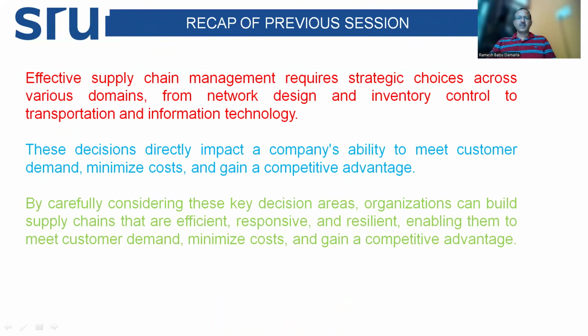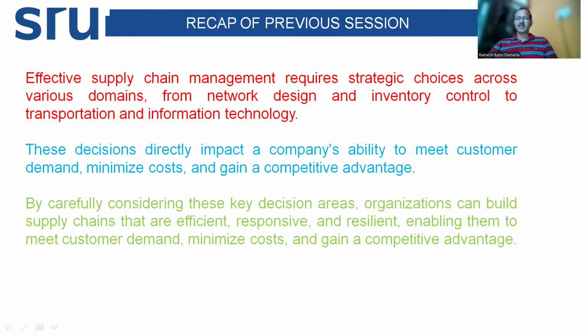Effective supply chain management requires strategic choices across various domains, right from network design and inventory control to transportation and information technology. These decisions directly impact a company's ability to meet customer demand, minimize costs, and gain a competitive advantage. So by carefully considering these key decision areas, organizations can build supply chains that are efficient, responsive, and resilient, enabling them to meet customer demand, minimize the cost, and gain a competitive advantage.